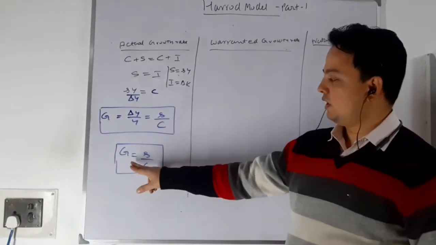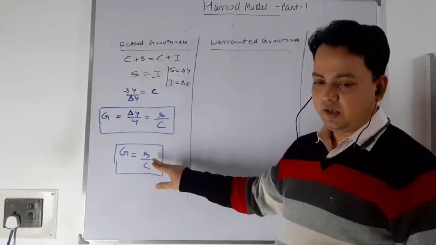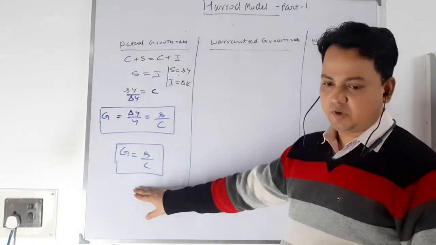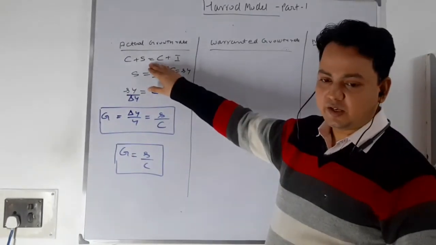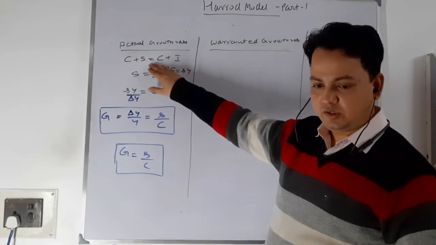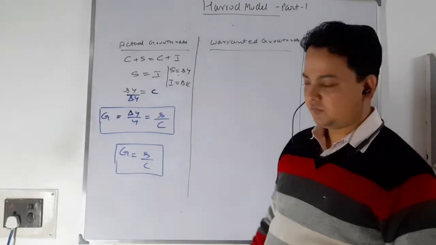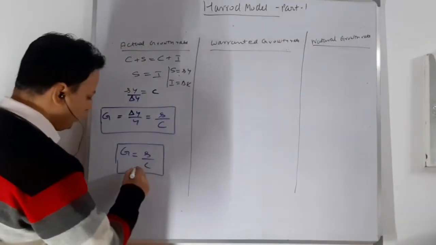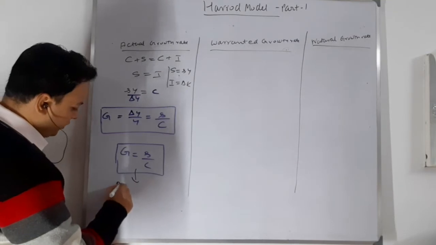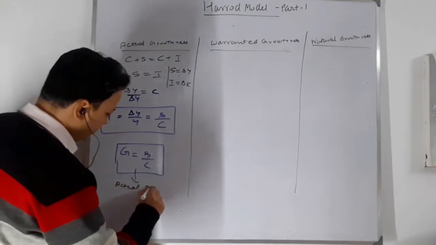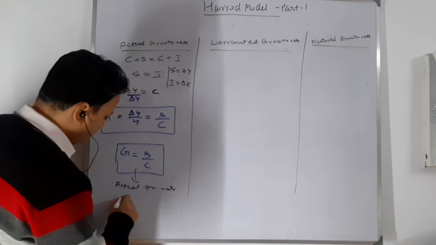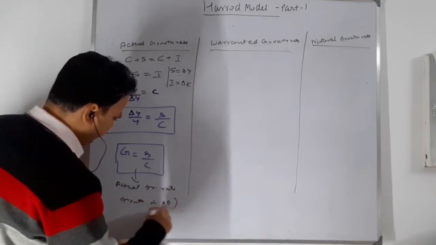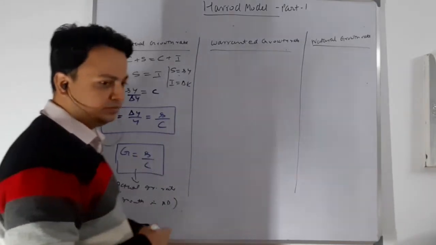So, what is the actual growth rate? It is the ratio of saving rate and capital output ratio. This is also called growth in aggregate demand. Why? Because we have derived it from the aggregate demand equation. Everyone clear? Actual growth rate is also the growth in aggregate demand. Write this down. Remember this part so that you will not get confused with the other.